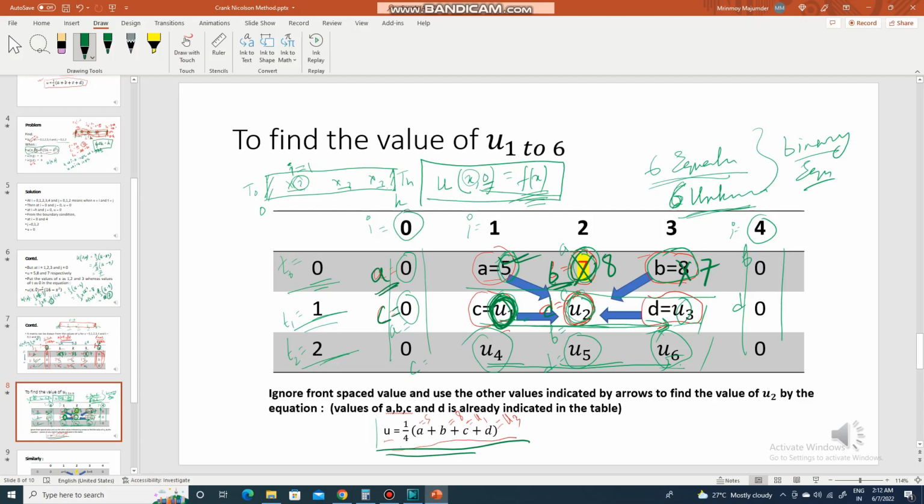So what will happen is u1 is equal to 1 by 4. A is your 0, B is your 8, plus C is your 0, plus D is your u2. So u1 is equal to 1 by 4, 8 plus u2. This is the first equation, equation A, let us say.